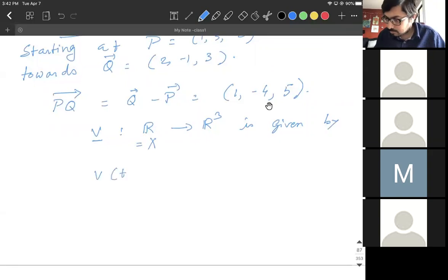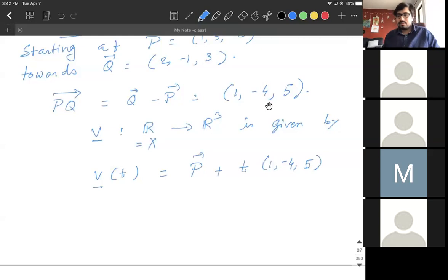V of t. Let's say X is R for the moment. So V of t is equal to P plus t times (1, -4, 5). And if you write it down, this will give you (1 + t, 3 - 4t, -2 + 5t).